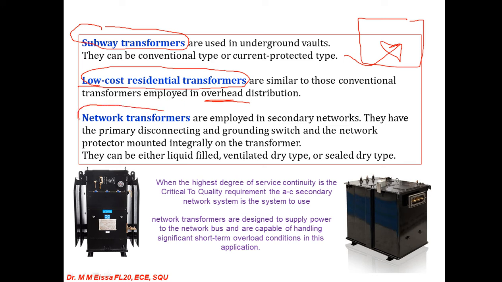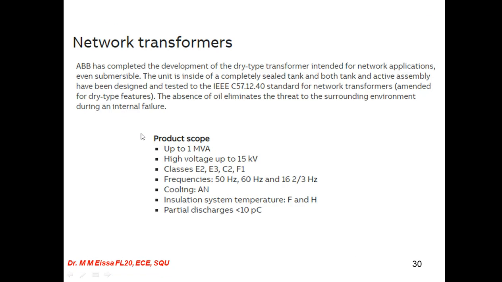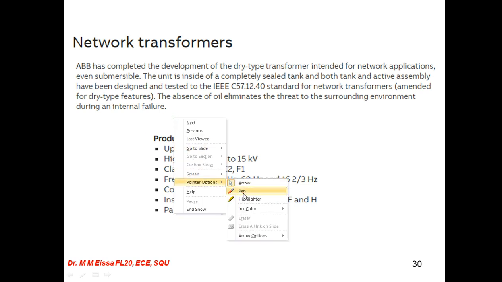We have another type, network transformers. These are employed in the secondary network. They have the primary disconnecting and grounding switch and the network protector mounted integrally on the transformer. They can be either liquid filled, ventilated dry type, or sealed dry type. Here is some information about network transformers with two different figures. Let's emphasize the network transformers. It is very, very important.